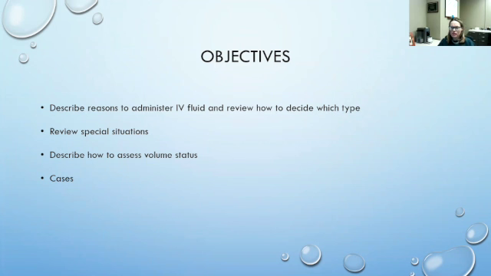And then I have 3 cases. It's great that you are all together because you can discuss what your anesthetic plan would be for these patients and what their ICU issues might be after they have anesthesia.